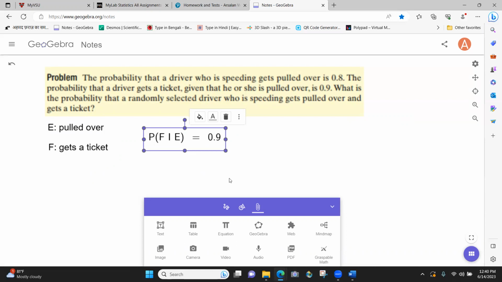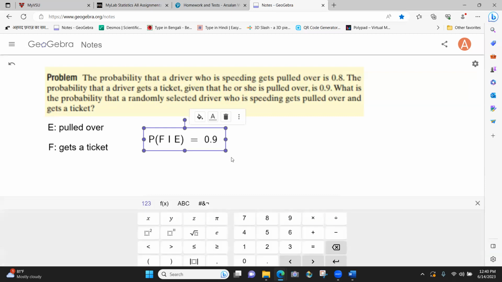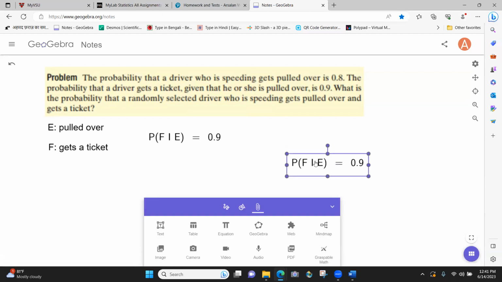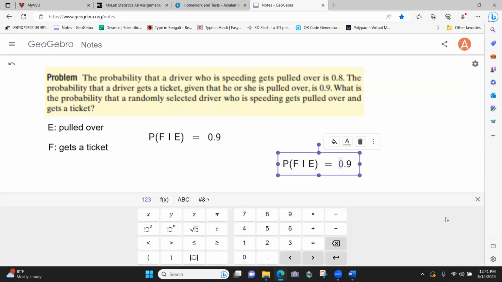What is the probability that a randomly selected driver who's speeding gets pulled over and gets a ticket? So remember our little formula involving conditional probability. That's going to come in handy. The probability of F given E is the probability of F and E divided by the probability of E.